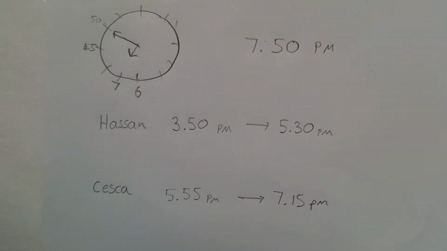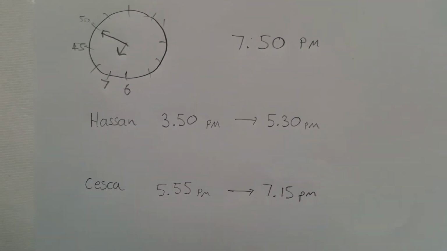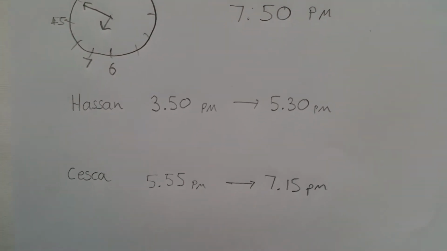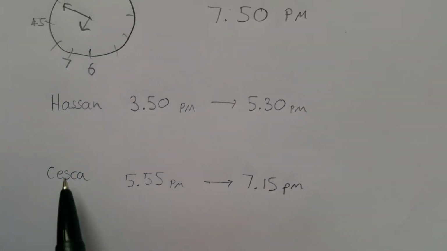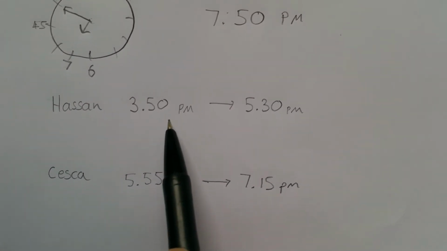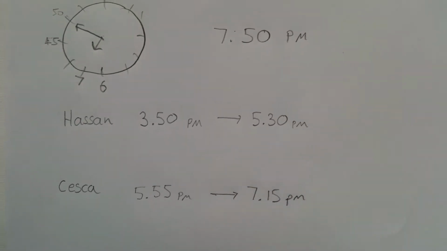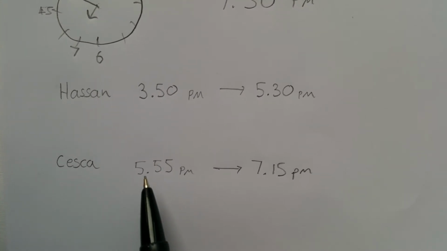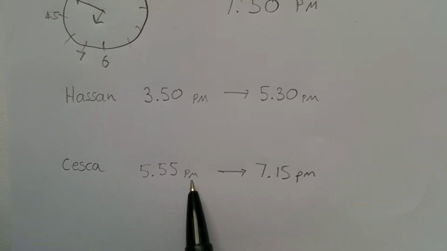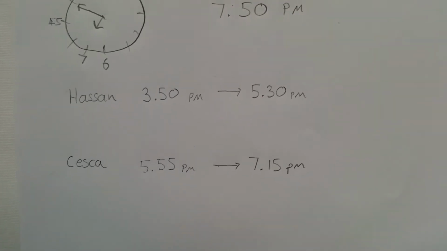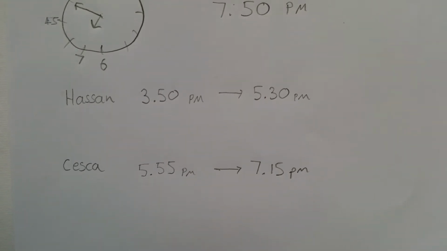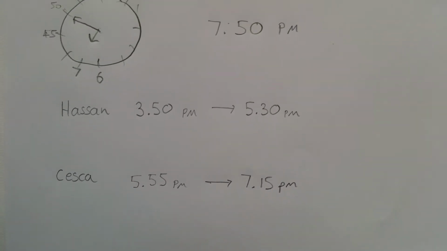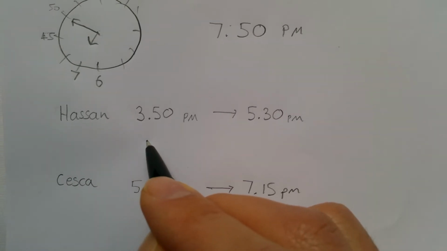So here's a fairly typical question. Hassan and Seska, they're both reading, they love reading, and this is how long they read for. So Hassan read from 3:50 p.m. to 5:30 p.m. with no breaks. He loves reading. And Seska read from 5:55 p.m. to 7:15 p.m. So again, a lot of reading going on, but who read for the longest? Because they didn't start at the same time. And the way I would work this out is on a number line.